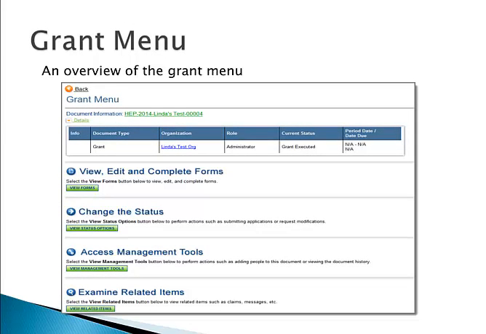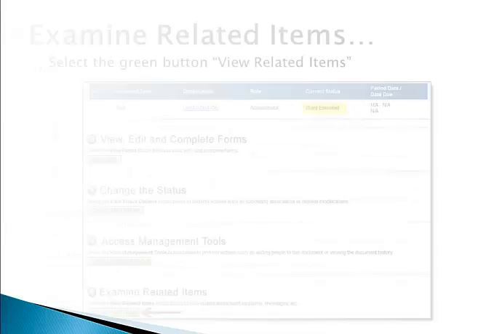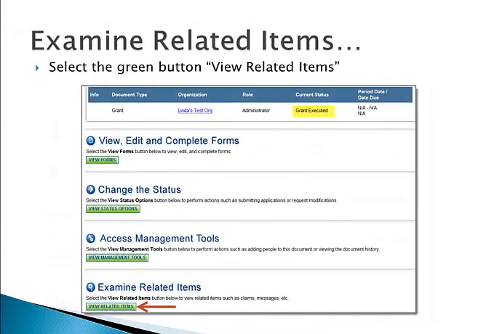Here's a showing of the grant menu and overview. You can see that we have View, Edit, and Complete Forms, Change the Status, Access Management Tools, and Examine Related Items. Let's take a look at Examine Related Items. Select the green button, View Related Items, that's below the Examine Related Items section to create an agency bill.